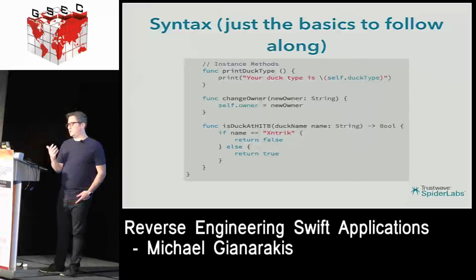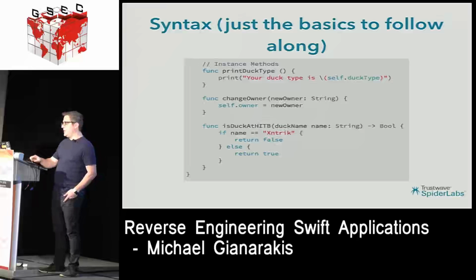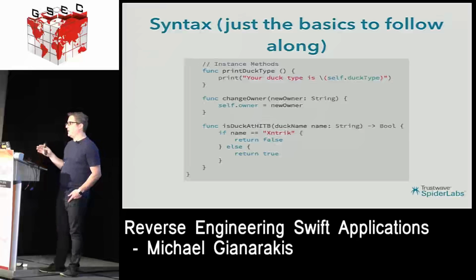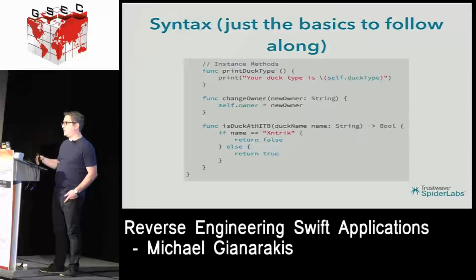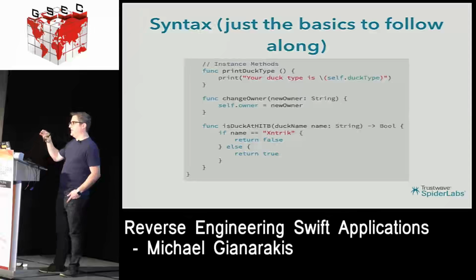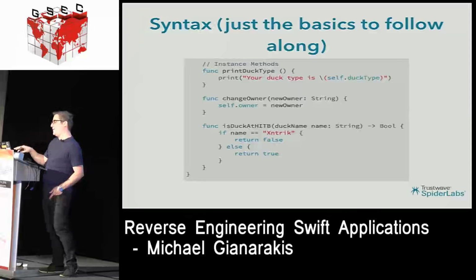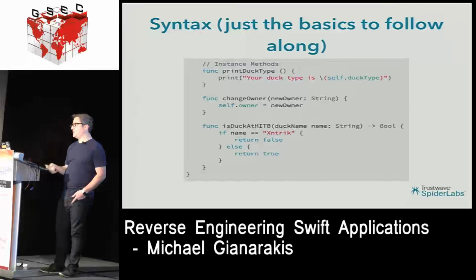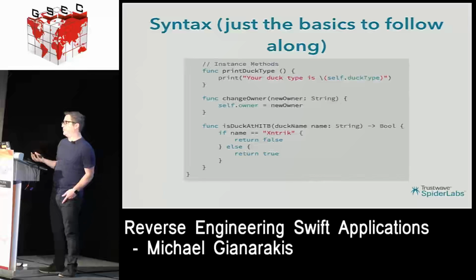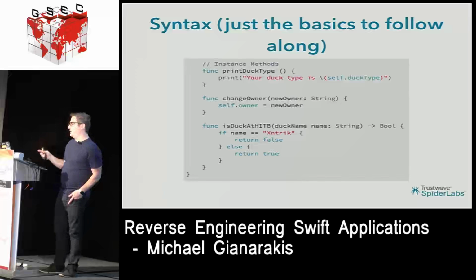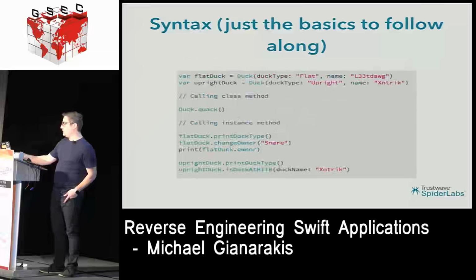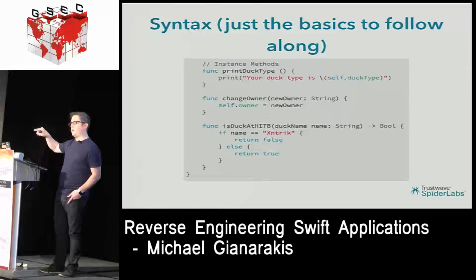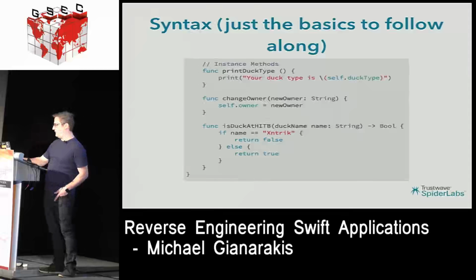I guess the one distinction I wanted to point out with this particular one is if you look at the change owner function, it takes a parameter newOwner, which is a string. But if you have a look at the isDuck at Hack in the Box function, you can see there's this duckName in front of it. So that's an exported variable name, right? The key difference with that is when you call it. And one final thing is the return type, right? There's an arrow and then you put your return type if you need to use a return type.